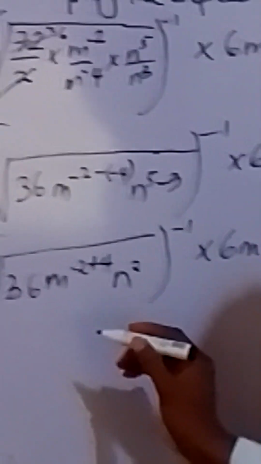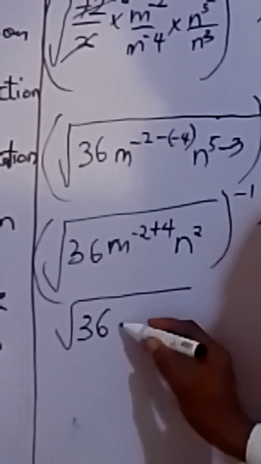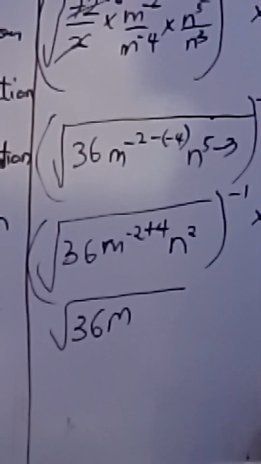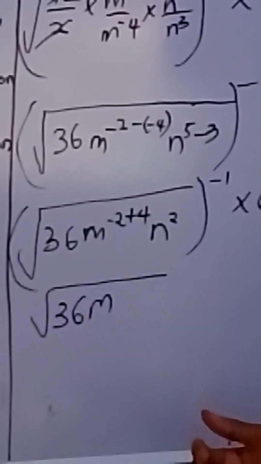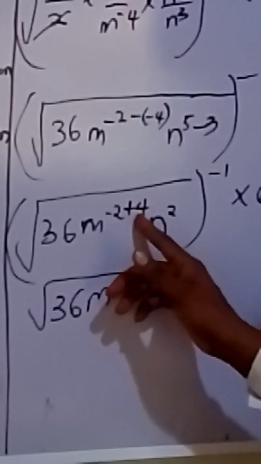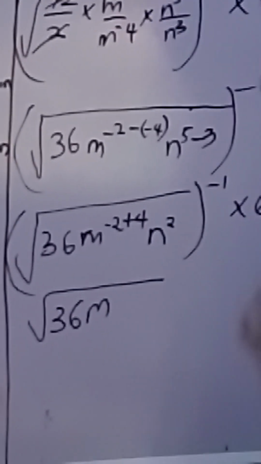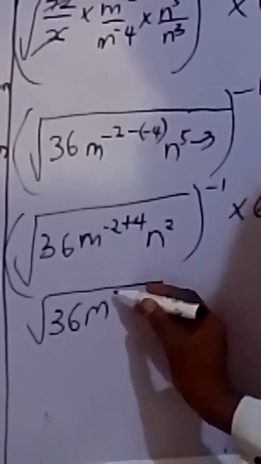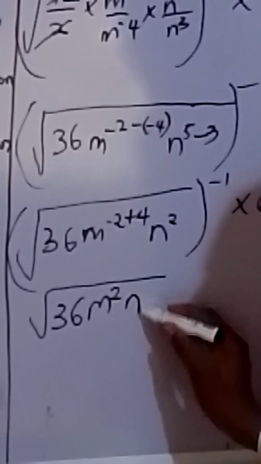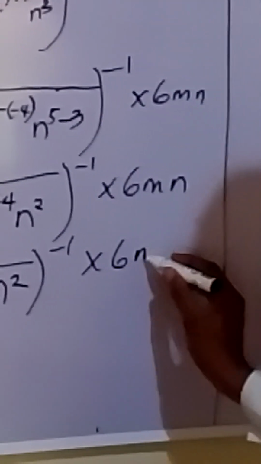So having done this, we simply have the square root of 36 m raised to the power minus 2 plus 4, which is positive 2. Consider minus as a debt you are owing, and consider plus as what you have. If you are owing 2 naira and then somebody gave you 4 naira, what will you do? From the 4 naira, you pay the 2 naira you are owing, and you have 2 naira balance. That means that minus 2 plus 4 is 2. And then we have n raised to the power 2, all raised to the power minus 1 times 6mn.